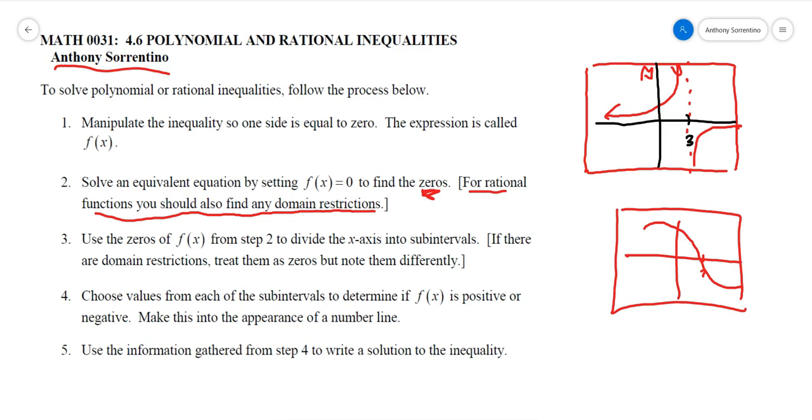So those domain restrictions, as we said in 3, the zeros and the domain restrictions are going to divide the x-axis into subintervals. Once I figure out what those subintervals are, I'm going to pick a value from each of those subintervals, test them out, and see whether or not it makes f of x positive or negative. And depending on which one I'm looking for, I state whether or not I'm going to shade the number line in that subinterval. Then we use that number line to write the solution to the inequality.